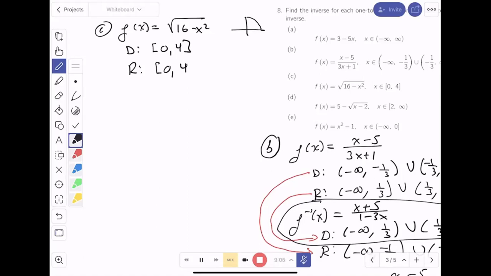Let me see if I did that right. 16 minus x squared, 0 to 4. And yeah, I think I did it right. So what am I going to do here? And I'm going to be careful here. So let's write this down. Let me see if I did that right. 0 to 4. 16 minus x squared. That's a circle. Positive. Yeah, I did it right. Let's put this down, f inverse.